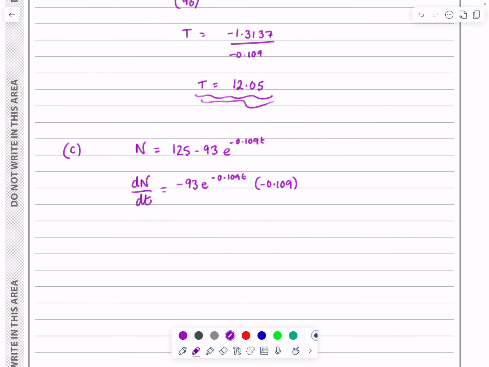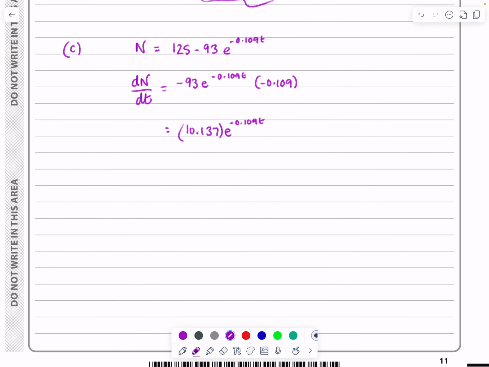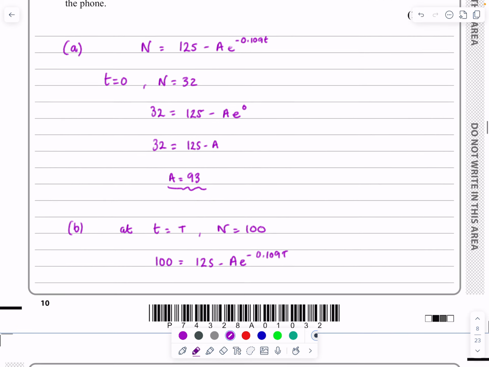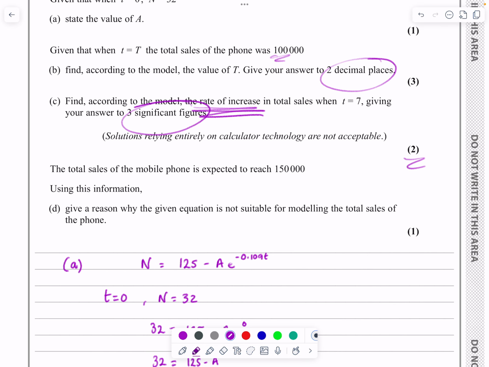Okay, well that gives us 10.137 e to the minus 0.109t. And then we know that t is equal to 7, it's in the question. T equals 7, dN by dt works out to be, plugging that in, 10.137 e to the minus 0.109 times 7, and that works out to be 4.730, and again, go back, it says 3 significant figures here.